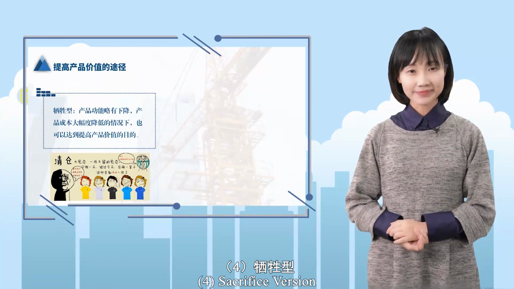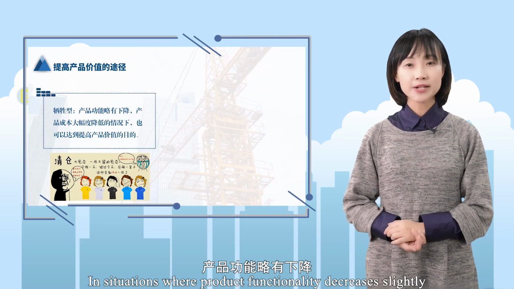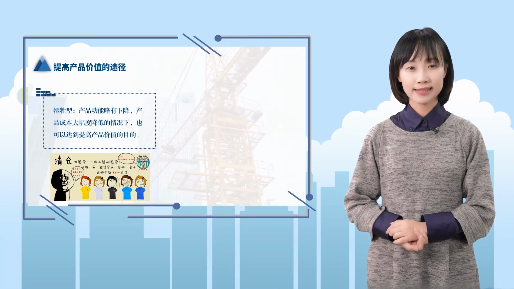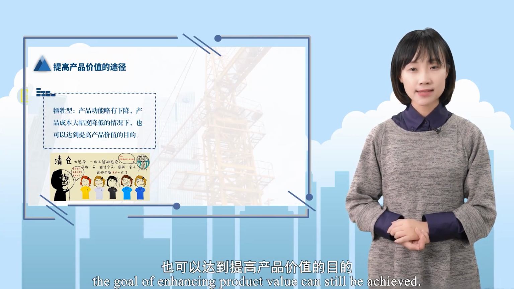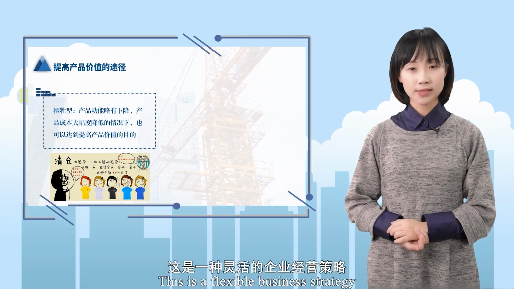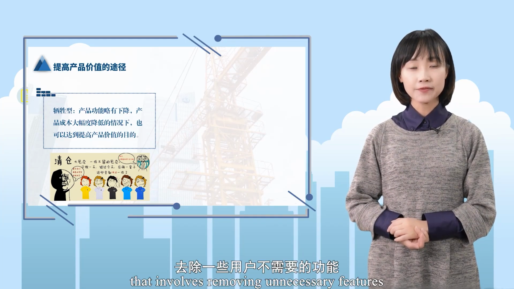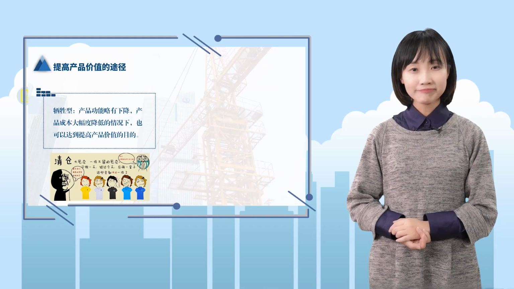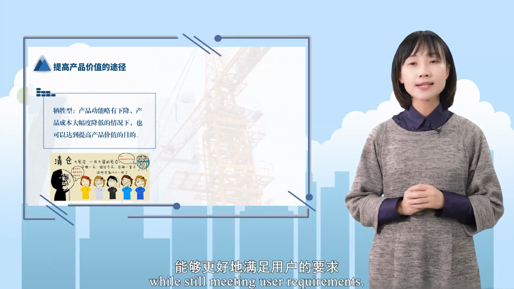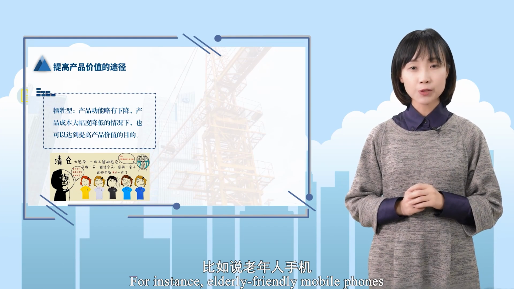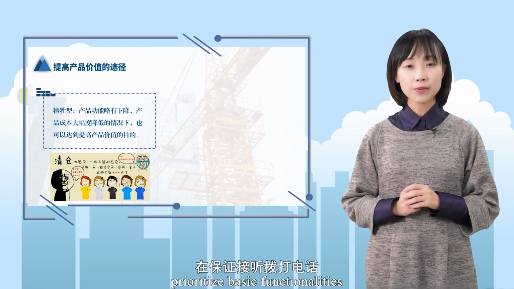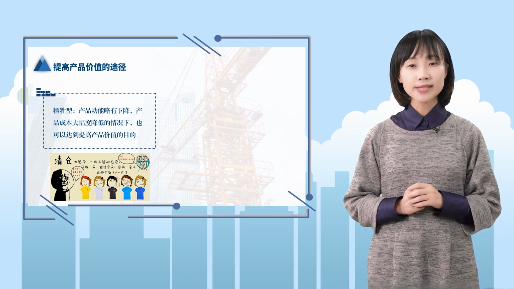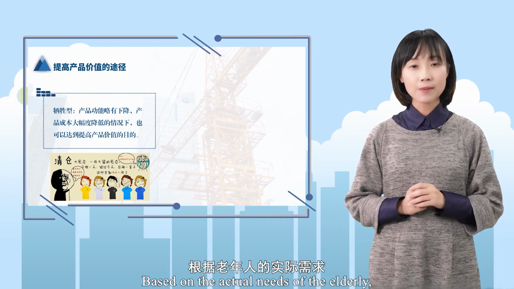Fourth, sacrifice version. In situations where product functionality decreases slightly, but cost drops significantly, the goal of enhancing product value can still be achieved. This is a flexible business strategy that involves removing unnecessary features to substantially reduce costs while still meeting user requirements. For instance, elderly-friendly mobile phones prioritize basic functionalities like making and receiving calls based on the actual needs of the elderly.